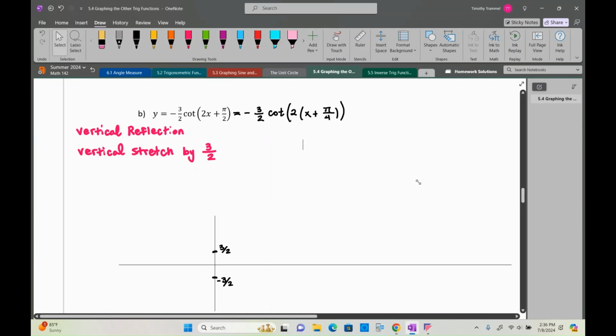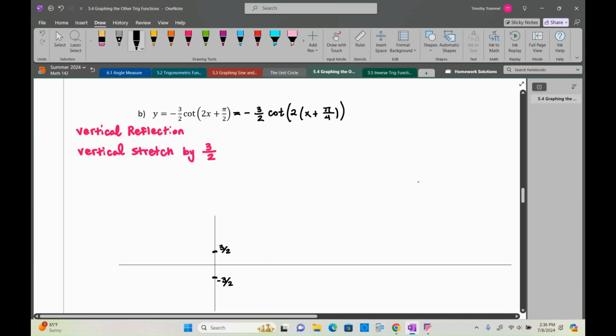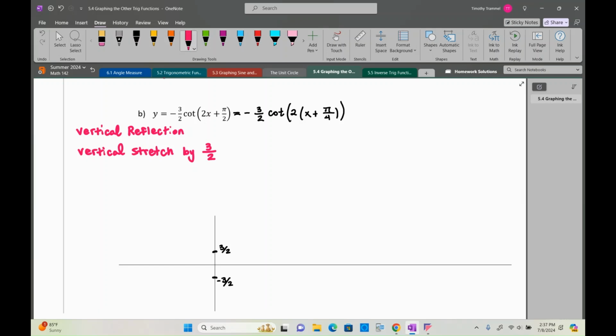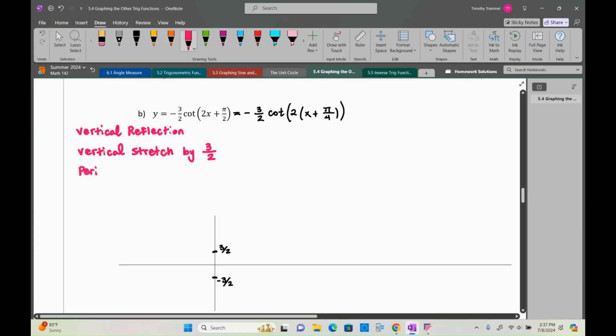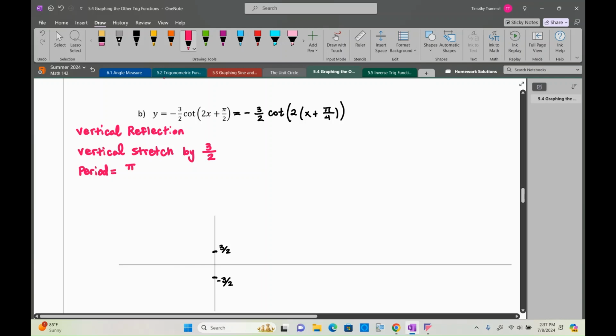And you can check, if you were to distribute this 2 back through, we'll wind up with what we started with, which is 2x plus pi over 2 on the inside of that cotangent. Right? So next, let's go ahead and find that period. The period is equal to, again, not 2 pi over b, but the period for tangent and cotangent is just pi, so we'll do pi over b. And our b here happens to be 2, right? That number right here is our b.